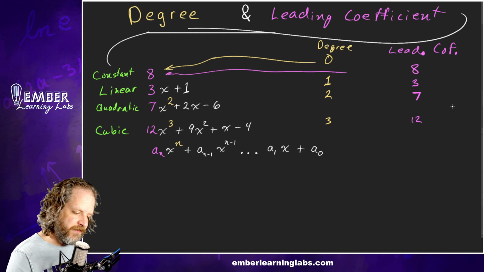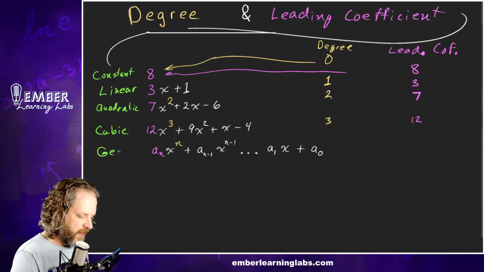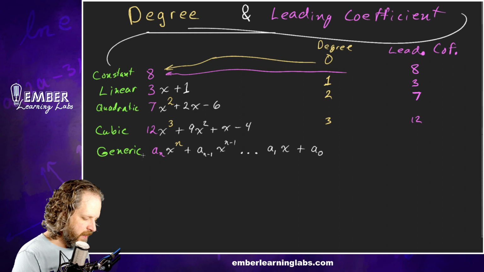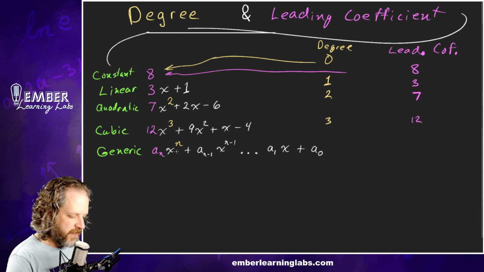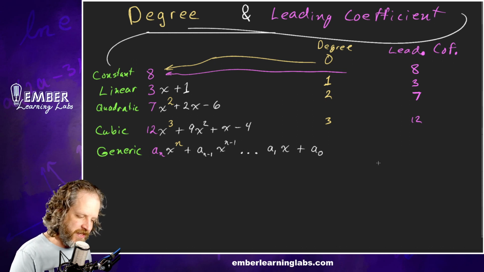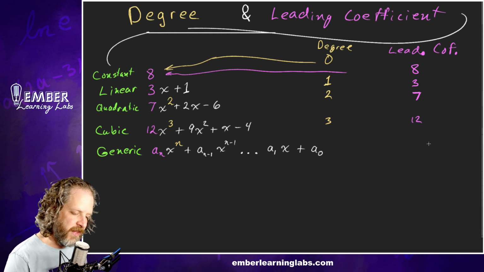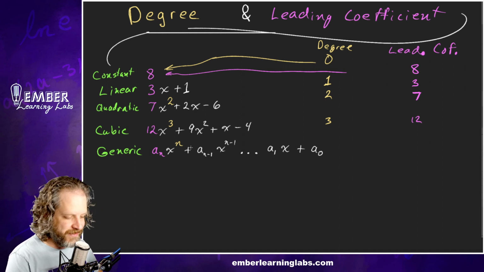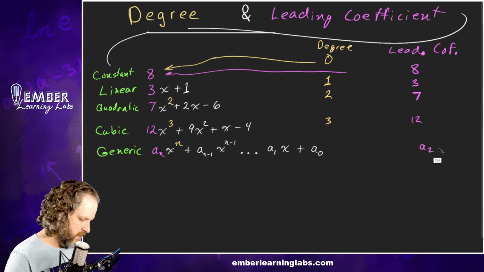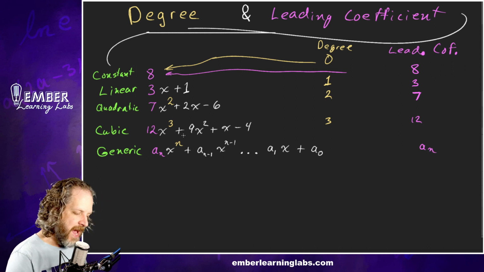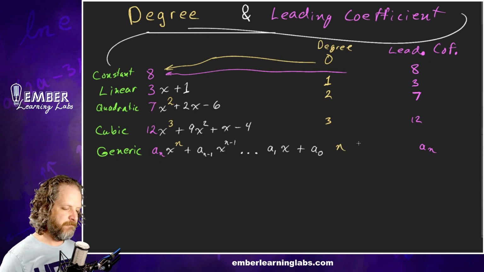This guy is just a generic one. We're going to go and label him. Whatever number is in front of the very first term when the polynomial is written in descending order is the leading coefficient. The generic case is kind of like series notation. Some of you may learn more about that in the future. Some of you may not. That should be an a sub n, and the leading coefficient in this generic one is a sub n.